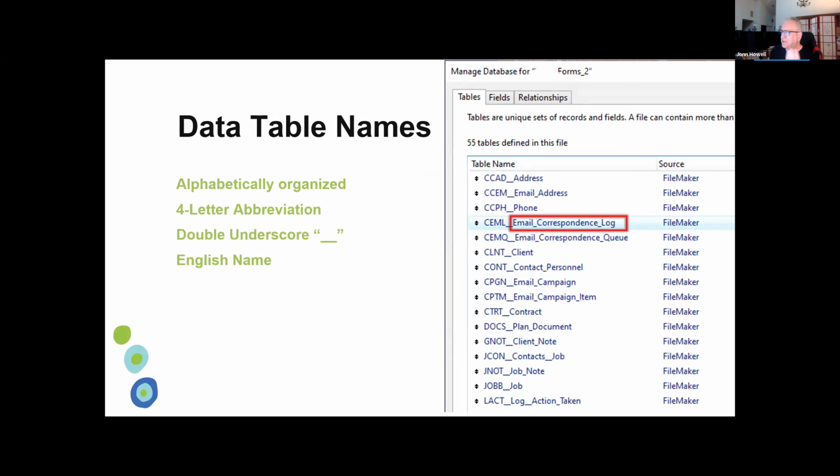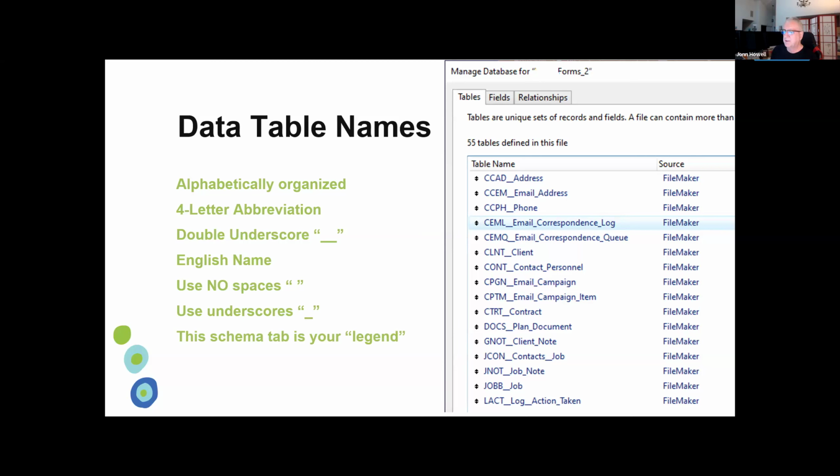This becomes your legend. I don't use spaces, I always use underscores, and that will be true also with field names and layout names and different aspects of the system. I use a lot of underscores. This tab, the table tab under schema, becomes your primary legend to understand what each table is.